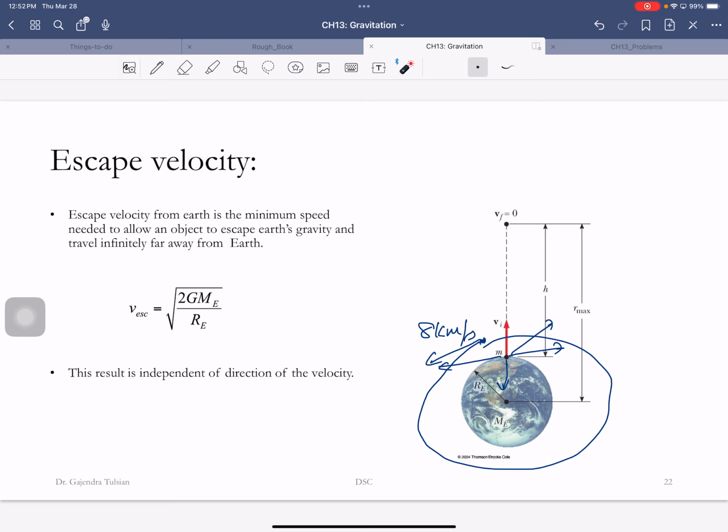What's that? Be able to get away from that gravitational. Right, so you throw an object, and if it goes all the way to infinity, then it has escaped your gravitational field. Okay? And so from this position, from this height, from this distance from the center, that's the escape velocity. Okay?